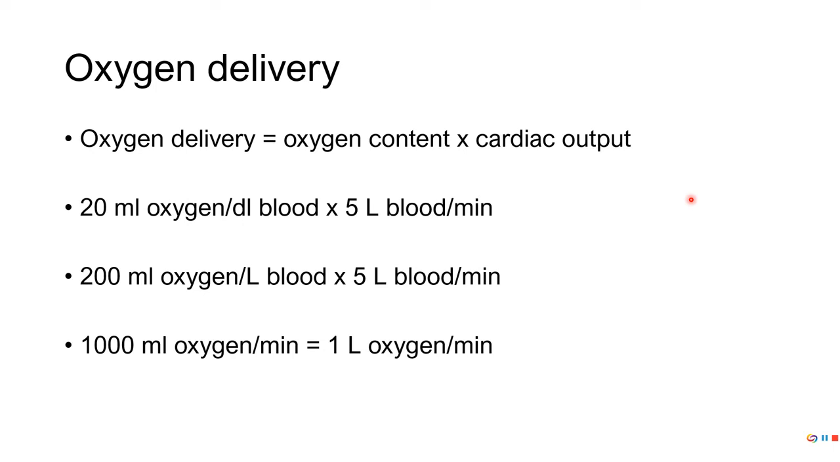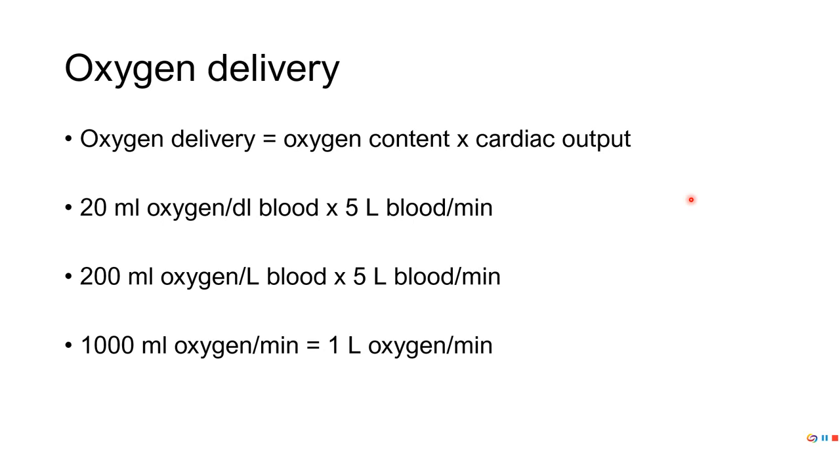That's typical resting values. This is higher than VO2 because we don't use all of the oxygen that we deliver. But that's the most that we can deliver under that condition. Now, obviously, if I increase my cardiac output by 5-fold, then my oxygen delivery will increase by 5-fold. So if that 5 becomes 25, that will mean my 1 liter of oxygen per minute becomes 5 liters of oxygen per minute.